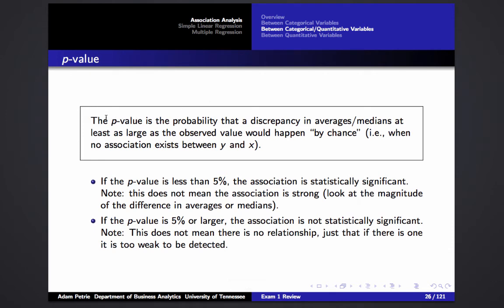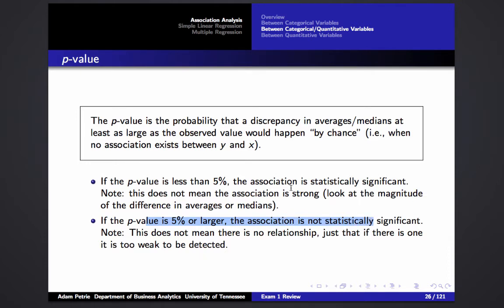All right, so that's the definition of the p-value. Basically, when we do the permutation procedure, we look at the fraction of those permutation data sets where x and y have no association, and look at the fraction of them that produce discrepancies in averages or medians at least as big as what we've observed in the data. By definition, that's our p-value, the probability of getting at least as large a discrepancy by chance alone. So if it's less than 5%, we say the association is statistically significant. If it's 5% or larger, the association is not statistically significant.